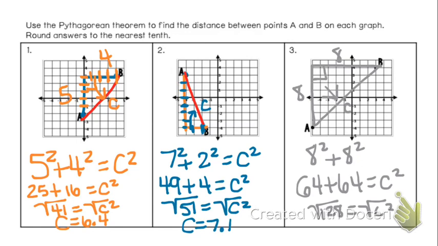And so the square root of 128 is going to be 11.3. So the distance from A to B on the diagonal is 11.3, approximately 11.3 units.